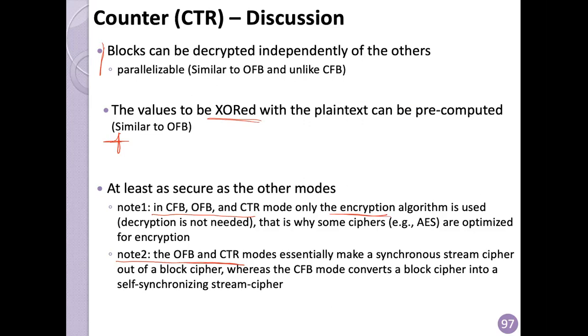I think that should be enough for the day. We'll continue next. In the next video, we start talking about hash function and message authentication using hash.